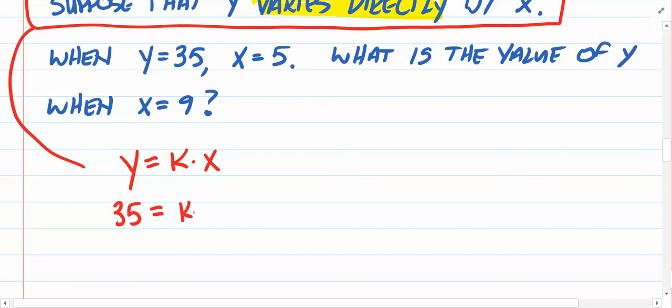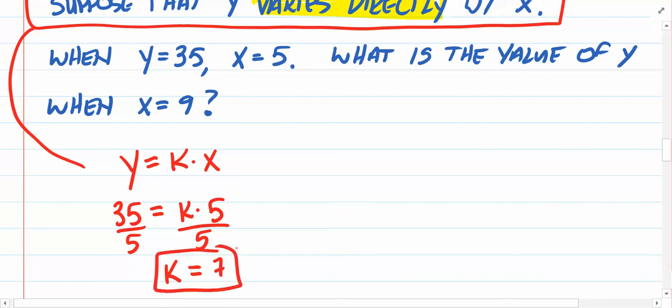So it's equal to k times 5. Then it says, what is the value of y when x is equal to 9? So this first statement here, when y is 35, x is equal to 5, allows me to write down, plugging in 35 for y and 5 for x. And therefore, if I divide both sides by 5, I will get that the k value is worth 35 divided by 5, which is worth 7, because 7 times 5 is 35.